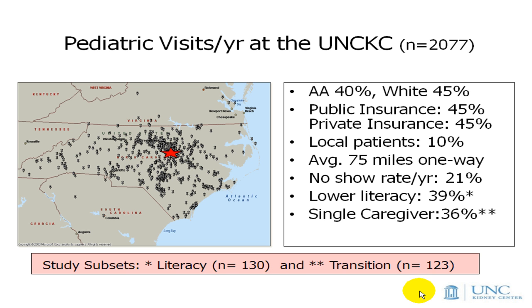45% of our patients have private insurance. My patients drive a mean number of 75 miles each way to come see me. And if the gas prices are higher, the no-show rate goes greater. We've measured literacy in our patients, and we've learned that about 40% of our parents are illiterate, and about 36% of our parents are single caregivers.